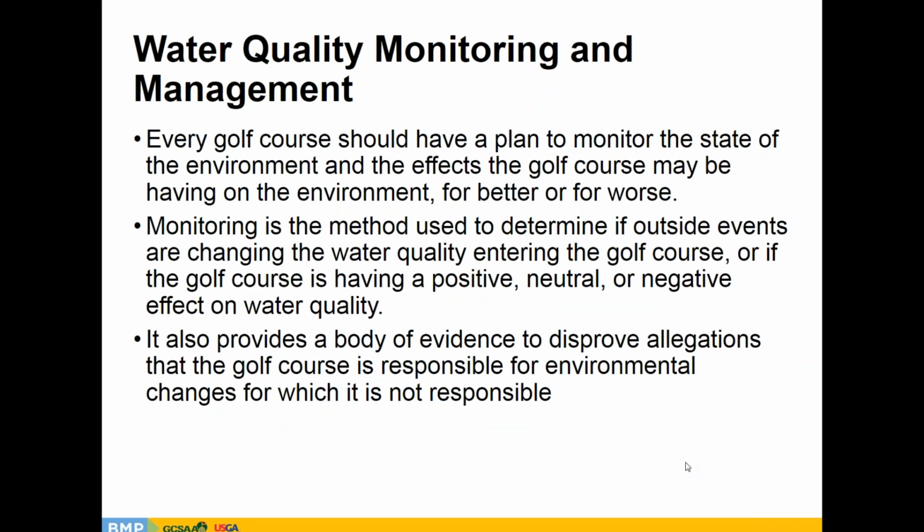So irrigation is key in making sure that we're putting the water where we want it, and then we monitor that storm water as well. The next category of BMPs really focuses on monitoring and management of the water quality. Every golf course should have a plan in place to monitor the state of the environment and the effects the golf course may be having on the environment, for better or for worse. Monitoring is the method used to determine whether the practices outside of the golf course that bring water on, or the practices we're actually doing on the golf course, are having a positive, neutral, or negative effect on water quality. It also provides a body of evidence to disprove allegations that a golf course is responsible for environmental changes for which it is not responsible.